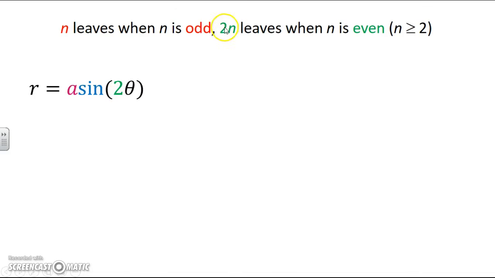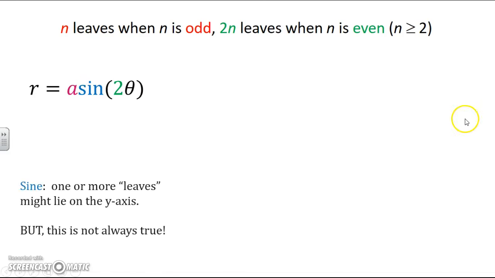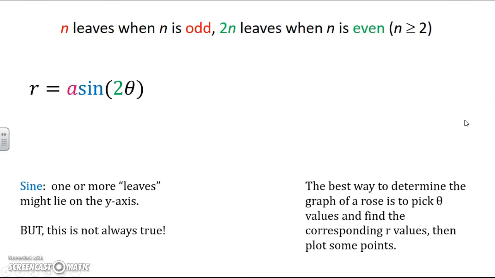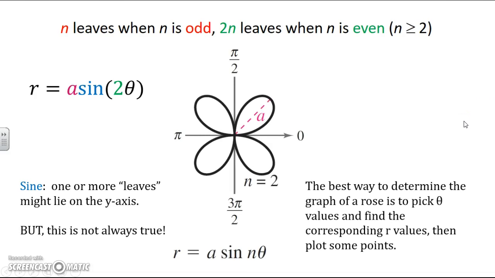I should expect to see 4 leaves, and let's see if that has anything to do with the fact that any of them are on the y-axis. So here we are. Uh-oh. When n is even, sine and cosine are not behaving like they do when n is odd.